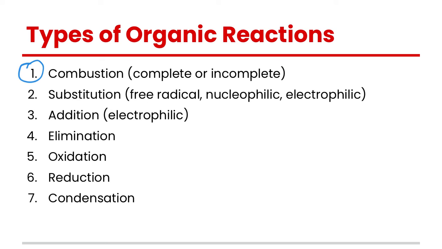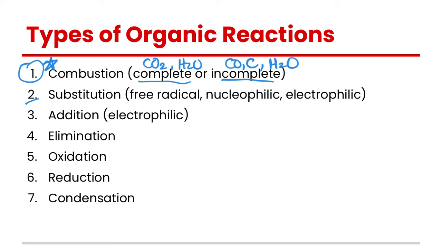The first one's combustion, and this is the same as what we've seen in past courses when we've talked about combustion reactions, although you can have either complete or incomplete combustion. Complete combustion results in CO2 and water, whereas incomplete combustion results in either carbon monoxide or carbon, and water. So depending on which type you have, you get slightly different products.